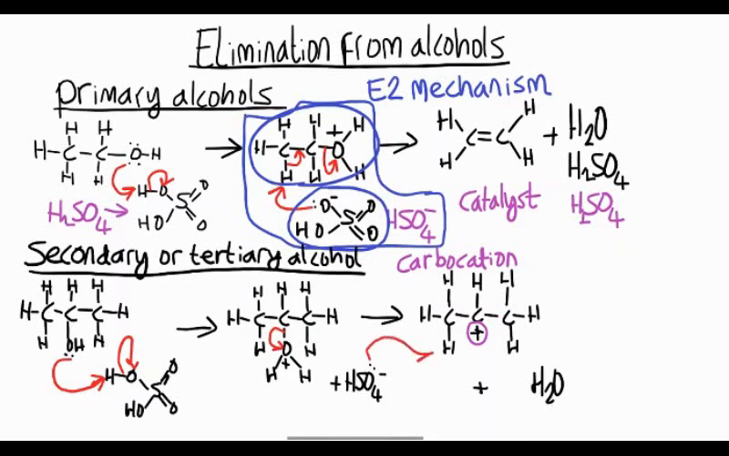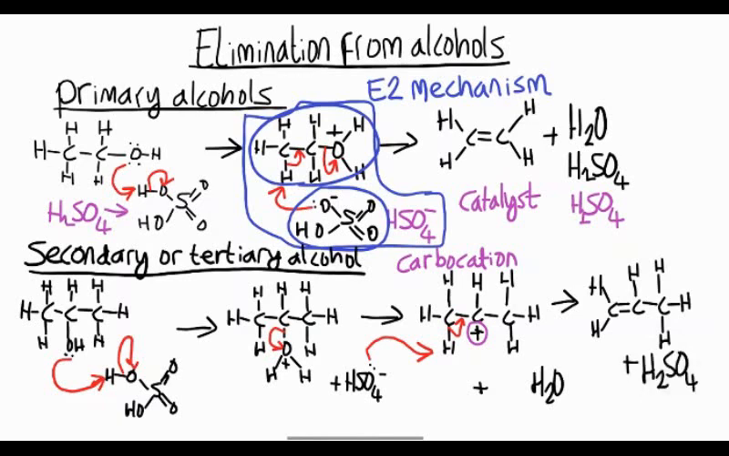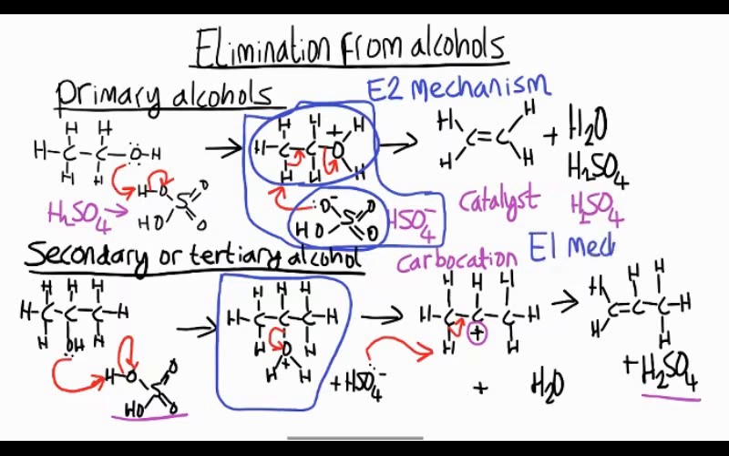And then the hydrogen sulfate ion can attack the hydrogen, very similar to the last mechanism, forming a carbon-carbon bond, removing that positive charge, and remaking H2SO4. Again, notice that because H2SO4 is remade, it's acting as a catalyst, but this rate-determining step now, in the middle, only involves one molecule. The HSO4- ion is not involved, and because there's only one molecule in that step, it's called an E1 mechanism. So secondary or tertiary alcohols undergo elimination by the E1 mechanism.